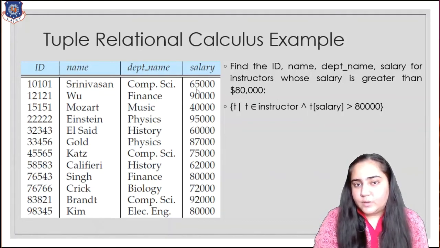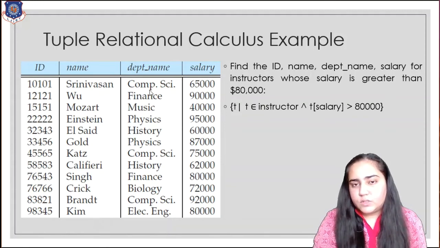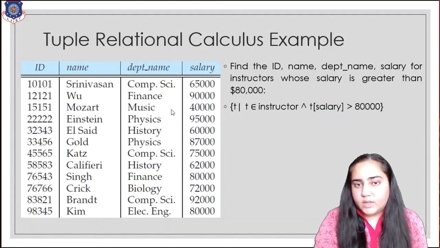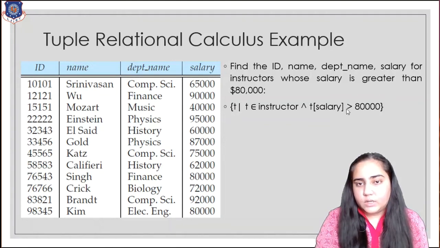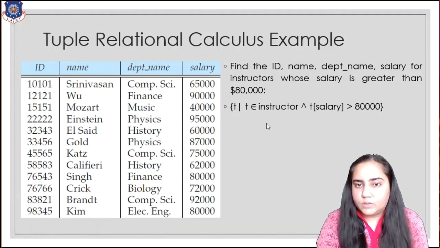So T of salary, which means for the first row, what is the salary? The salary is 65,000, which is not greater than 80,000. And so the first row is discarded. But what about the second row? The next time this is applied on the second row, and T is equal to this second row. Once again, the first condition is satisfied because T does belong to instructor. And also the second condition, which is T of salary greater than 80,000, is satisfied because the salary is 90,000. So the second row is produced in the result.